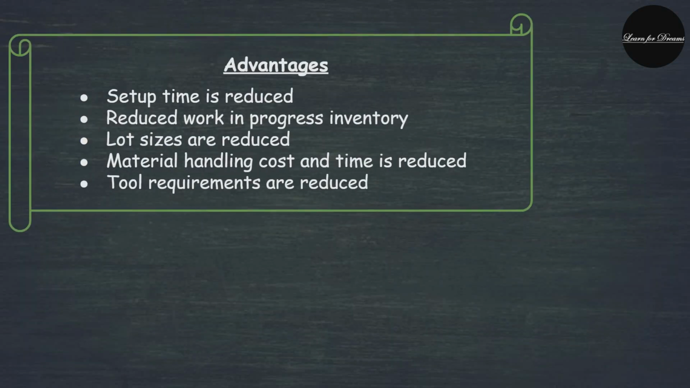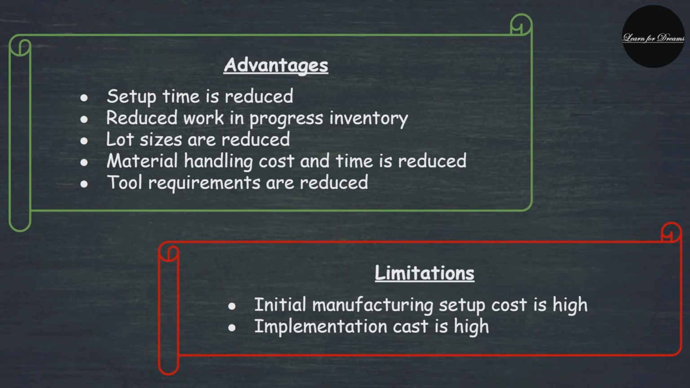Now the advantages of cellular manufacturing system: setup time is reduced, reduced work in progress inventory, lot sizes are reduced, material handling cost and time is reduced, tool requirements are reduced. Now the limitations: there are very few limitations. Initial manufacturing setup cost is high and implementation cost is high.